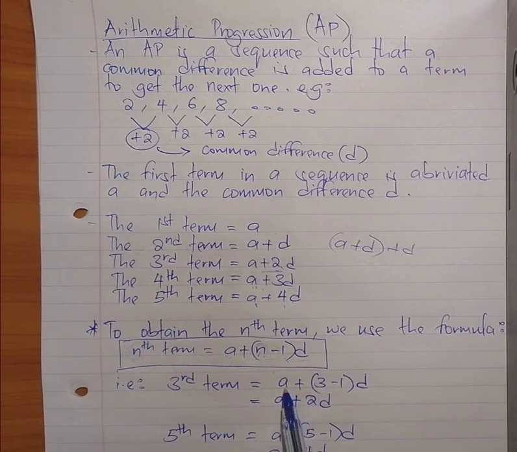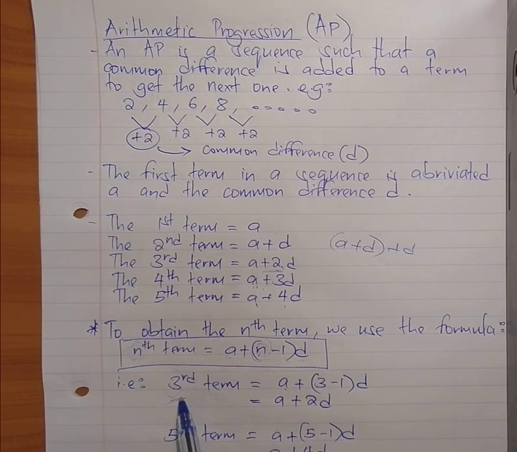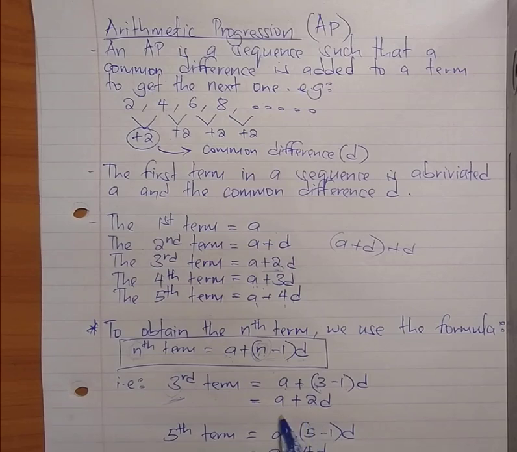It will be equal to A plus, our n is n here in the nth term. Here is the third term, so our n will be 3. We'll have 3 minus 1, and then D. So 3 minus 1 will give us what? It will be equal to 2. So we have A plus 2D, that is the third term.